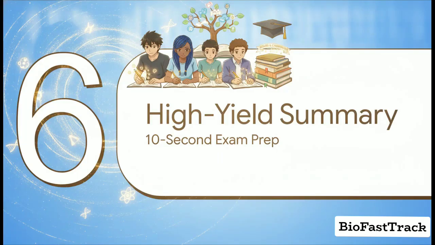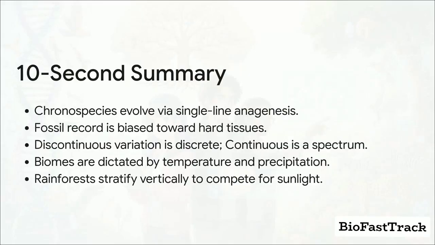Part 6. The High-Yield Exam Summary. Get your notes ready. Let's lock this down right now in your notes. This is your high-yield 10-second summary. Point 1. Chronospecies means single-line anagenesis, absolutely not branching cladogenesis. Point 2. Fossil records are highly incomplete due to rare preservation and heavy bias toward hard bones.